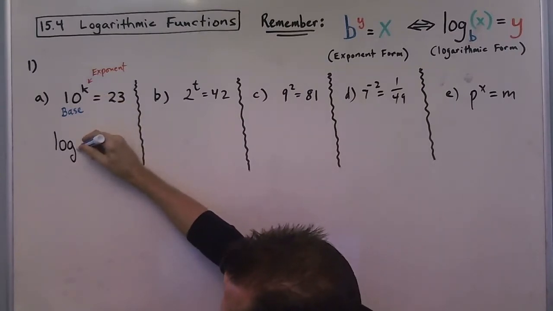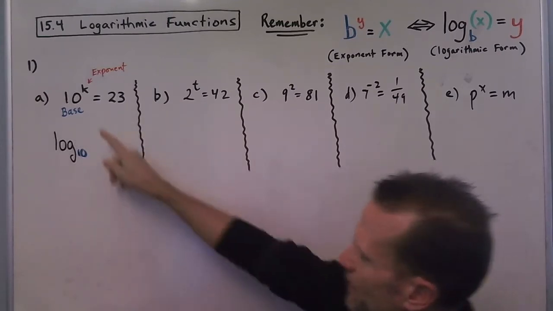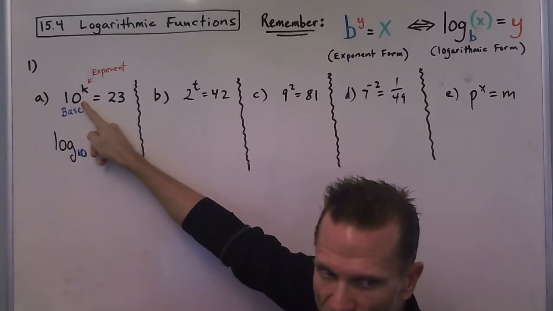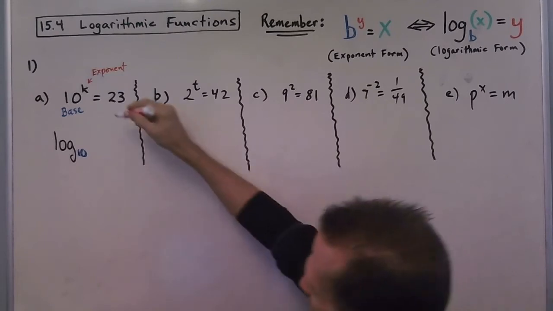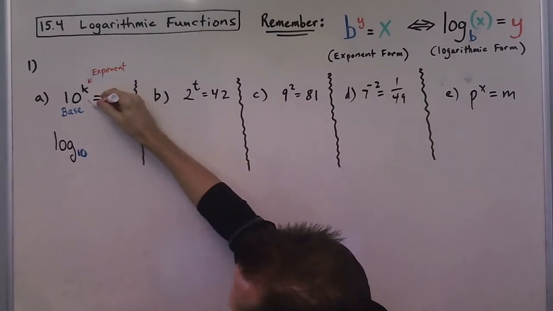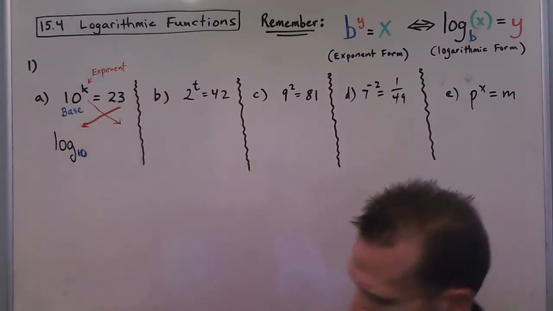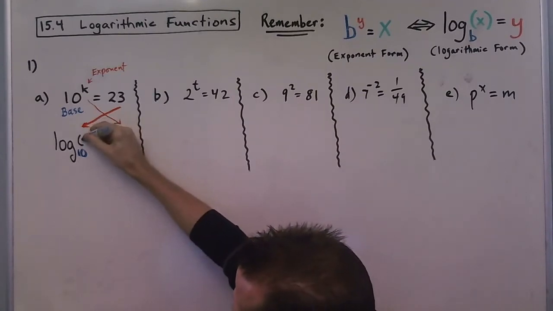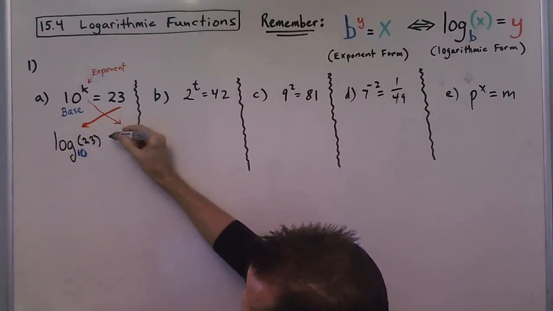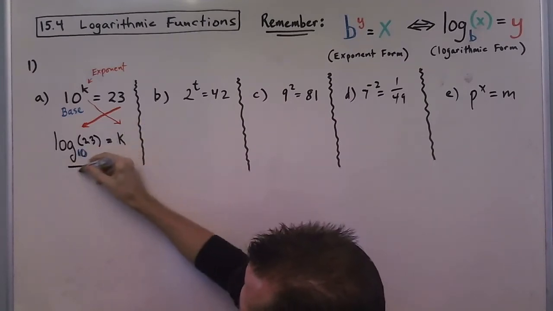I'm going to put this 10 down here for the base of the logarithm. It's lowered a little bit. And then I remember that if these are on the same side when I start, they won't be on the same side in my equivalent logarithmic form. Or some students remember this switches sides and this switches sides, okay? So what we'll have here then is log base 10 of 23 is k. And that's in logarithmic form.